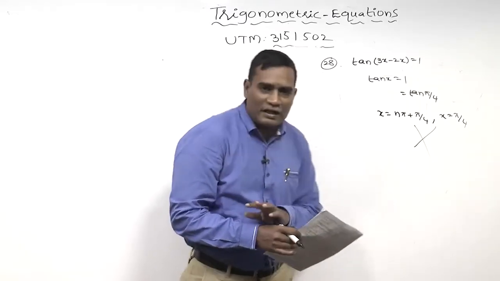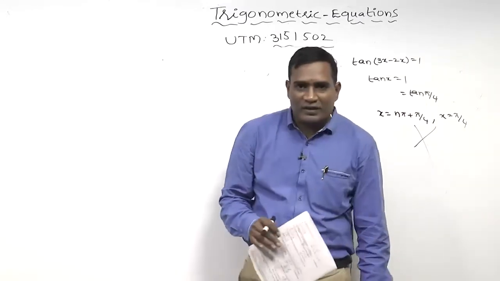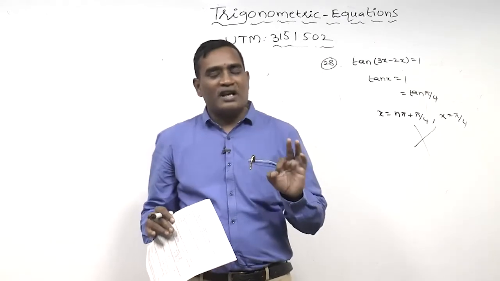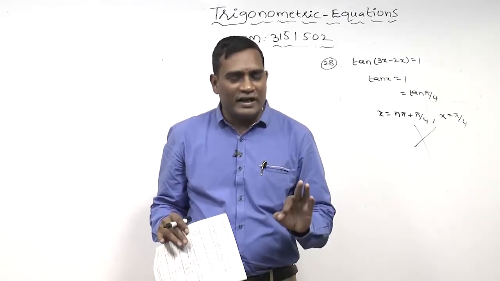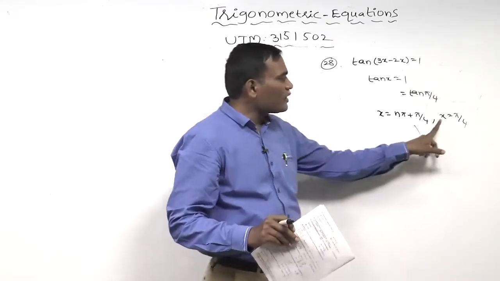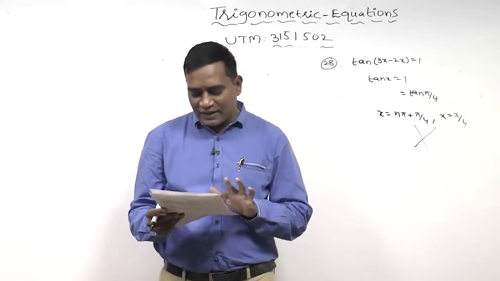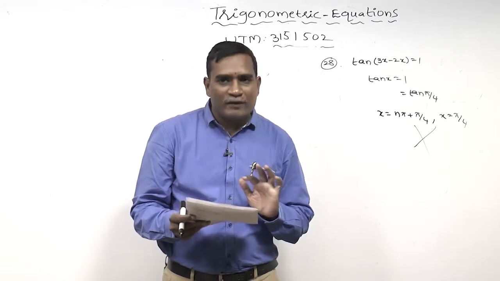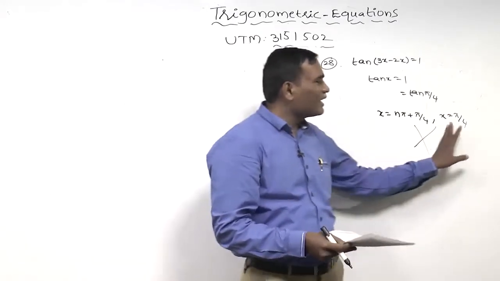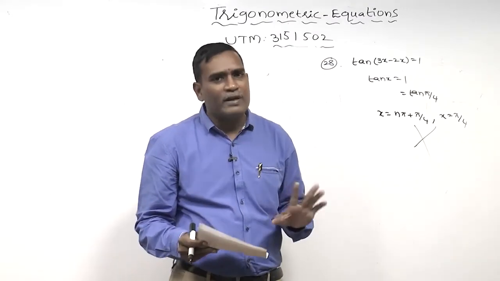Always remember this one. This is a very, very important thing. After getting the solution, substitute that value in the question. Suppose it is defined or satisfied, then only you consider that as the solution. Suppose you substitute x equal to pi by 4 in the question, what happens? tan 2 into pi by 4 is tan pi by 2. What is tan pi by 2? It's not defined. That's why don't consider x equal to pi by 4 as the solution. That is a very, very important thing.